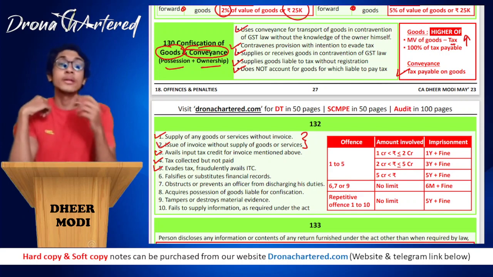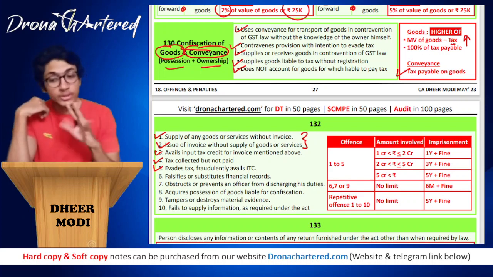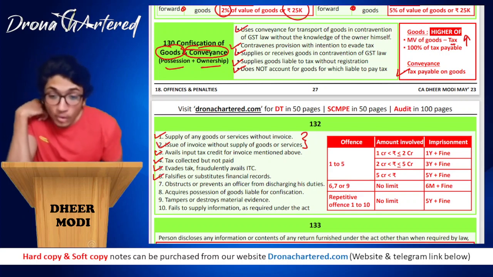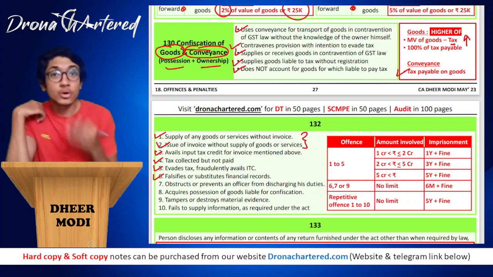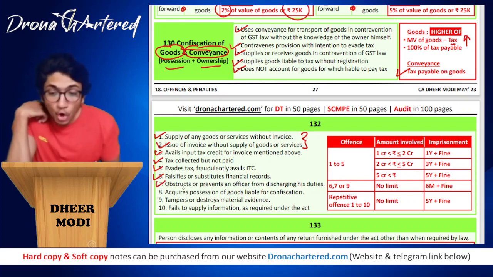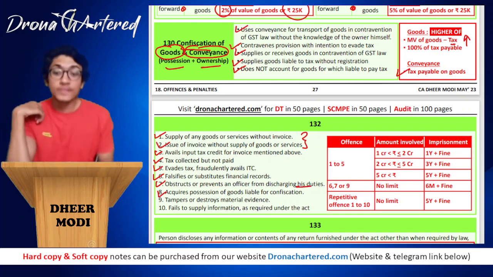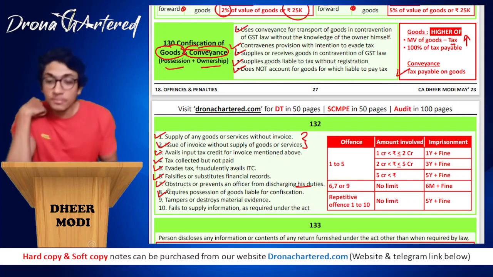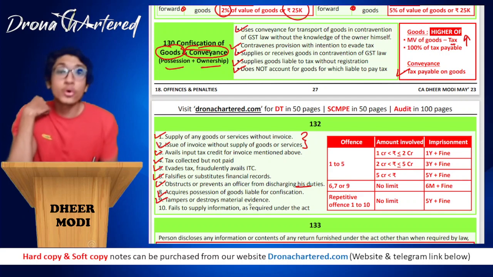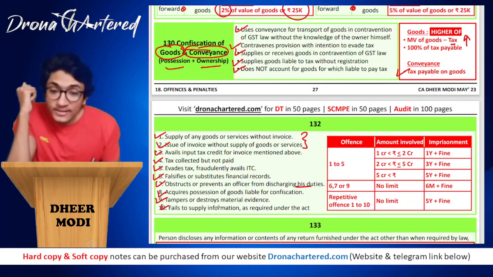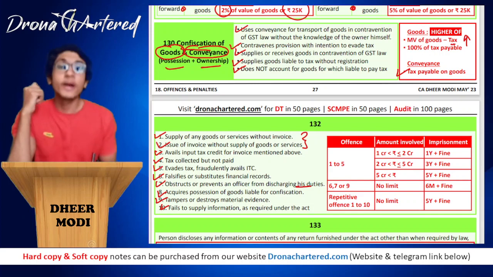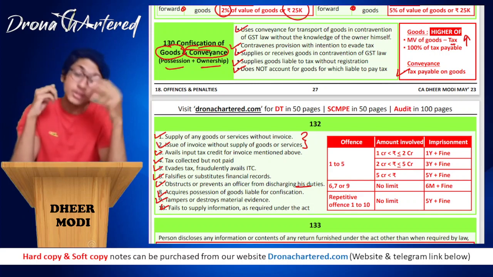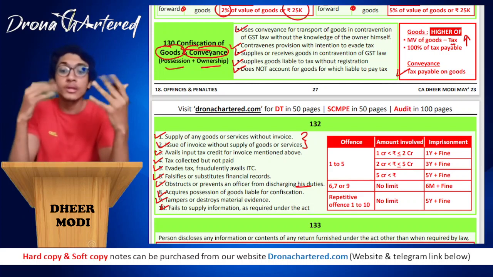Evades tax, that means you are escaping tax. You are trying to ensure that you do not pay tax. Falsifies or substitutes financial records. You are changing anything in your records. Obstructs or prevents an officer from discharging his duties. Acquires possession of goods liable for confiscation. That means the goods that are supposed to be confiscated, you still have the possession. Tampers or destroys material evidence. And last is fails to supply information as required under the Act. So if you do not give the information, you will come under section 132. Now what is the penalty?